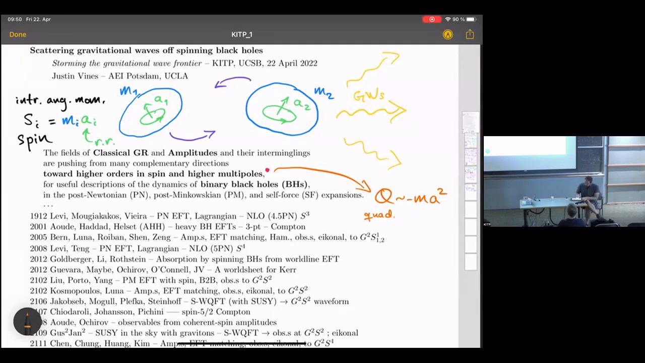So these spin effects and higher multipole effects are what I'm particularly interested in in this talk. And I want to go to very high orders in spin. And so the field is pushing from complementary directions toward higher orders in spin and higher multipoles for useful descriptions of the dynamics of binary black holes. We could also talk about neutron stars instead of just black holes. I might mention something about that later, but I'm particularly interested in black holes in the post-Newtonian, post-Minkowskian, and self-force expansions, which I hope by this point in the conference need no further explanation.